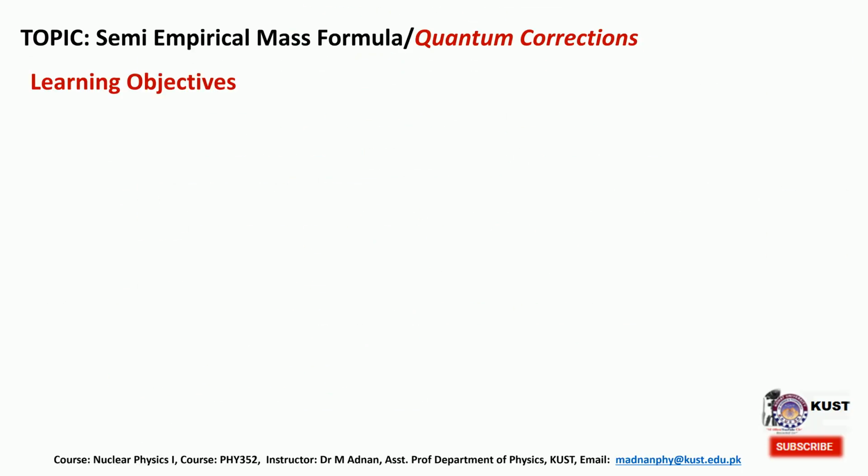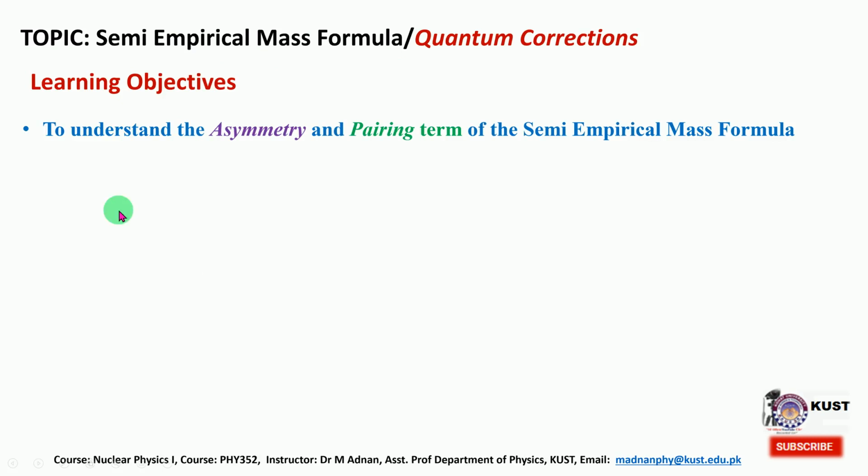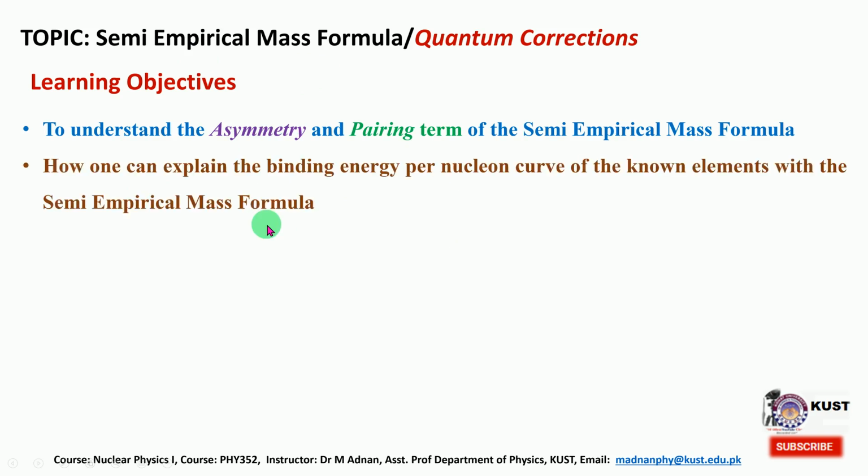First, I will give the learning objectives. At the end of this presentation, the student will know the quantum corrections to the semi-empirical mass formula, and those quantum corrections are known as the asymmetry and pairing term. As we have seen in the previous lecture, with this semi-empirical mass formula, the student will be able to explain the binding energy per nucleon curve of the known elements.